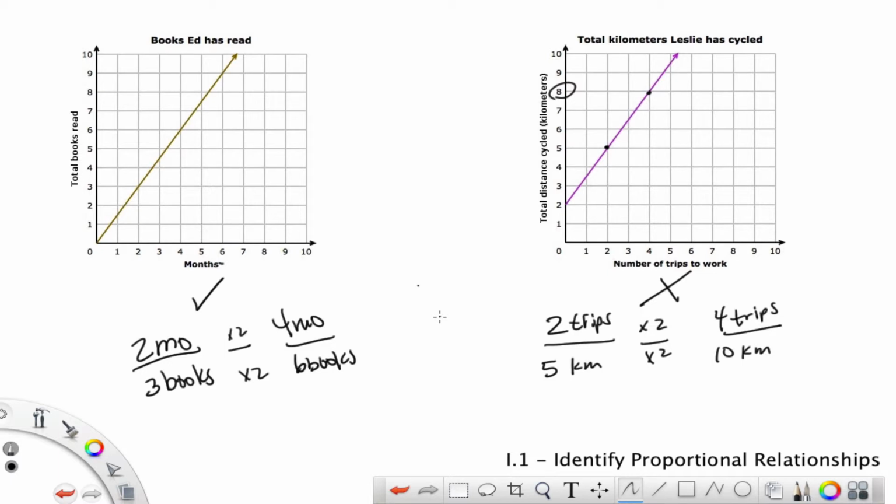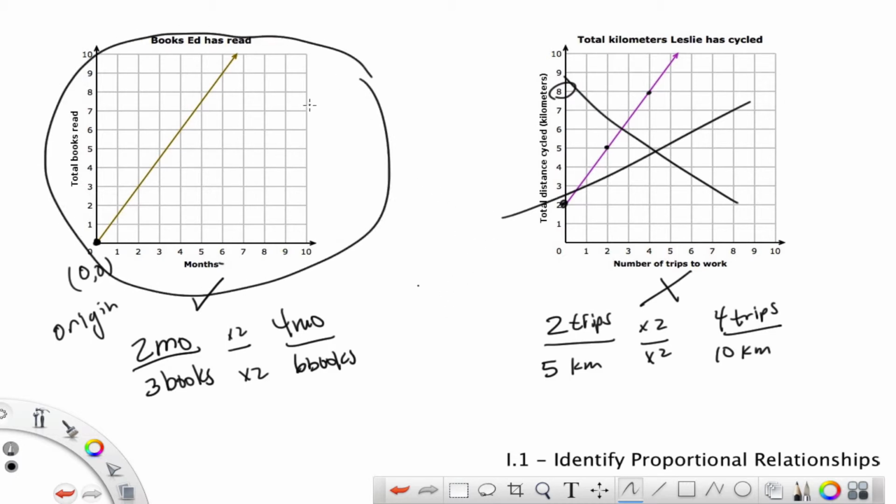And it's actually very easy to look at a graph and tell, because a proportional relationship goes through the origin. This is the point 0, 0. It's also called the origin. This one does not. So we know immediately this is not proportional, but this one is, and that's how you can tell. Let's look at a couple more.